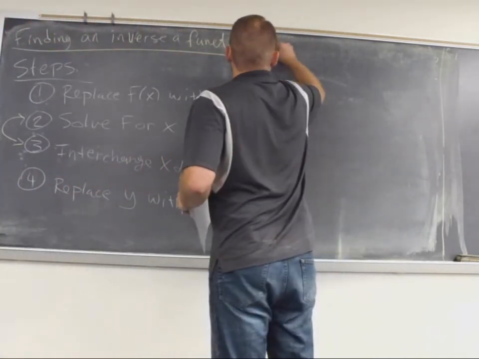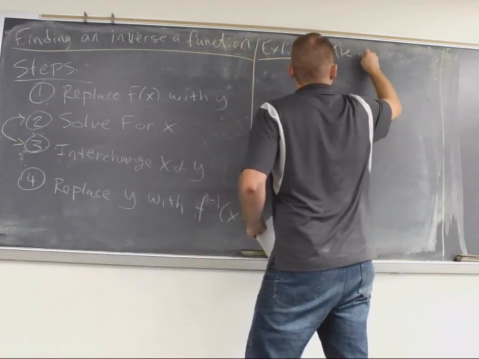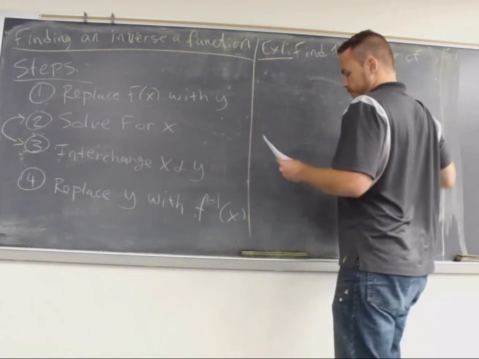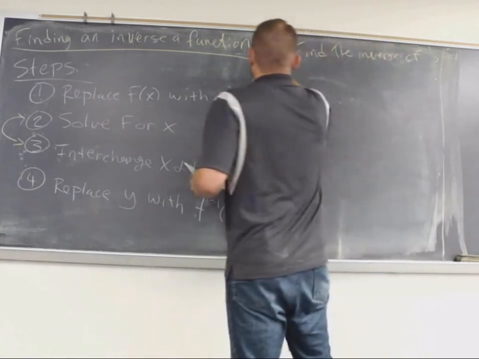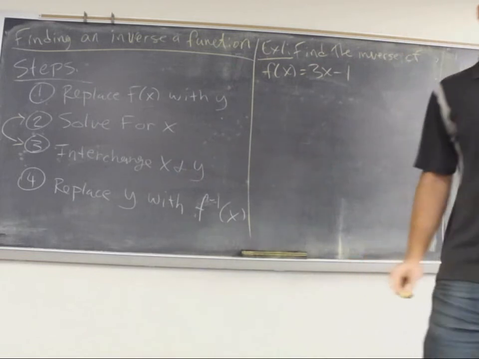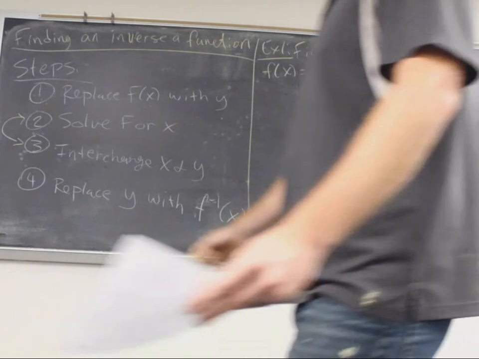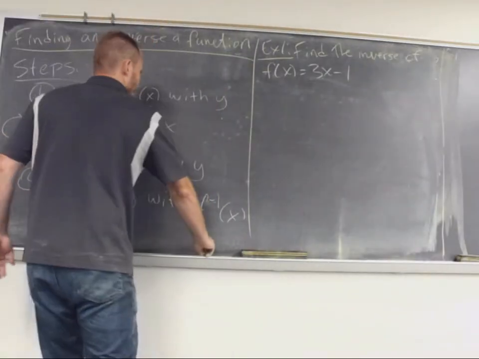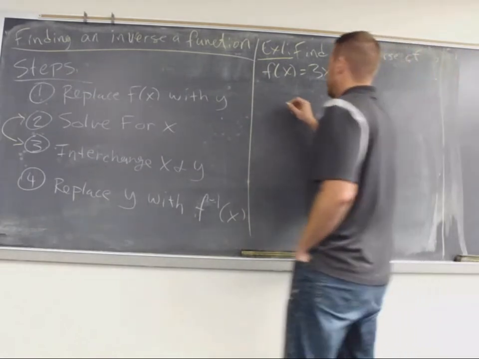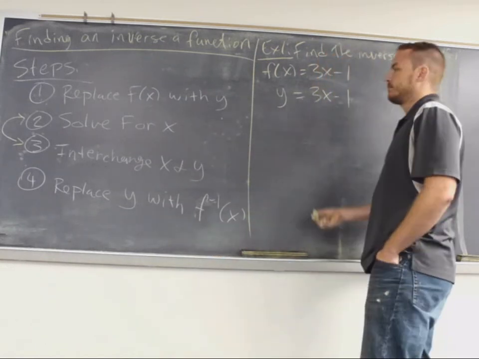So example 1, find the inverse of, let's do this one, f of x equals 3x minus 1. So our first step is to replace f of x with y. So y is equal to 3x minus 1. That's step 1.